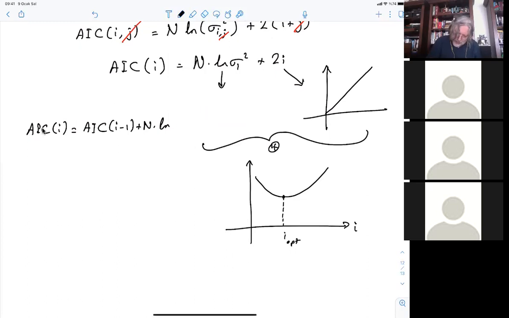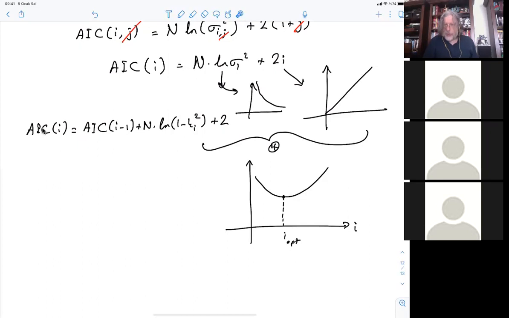ln of 1 minus k_i square, plus 2. This plus 2 is 2 times 1, it just increments by 1. And let me draw this again like this, the decaying thing. So every incremental thing will contribute to the previous Akaike information criteria.